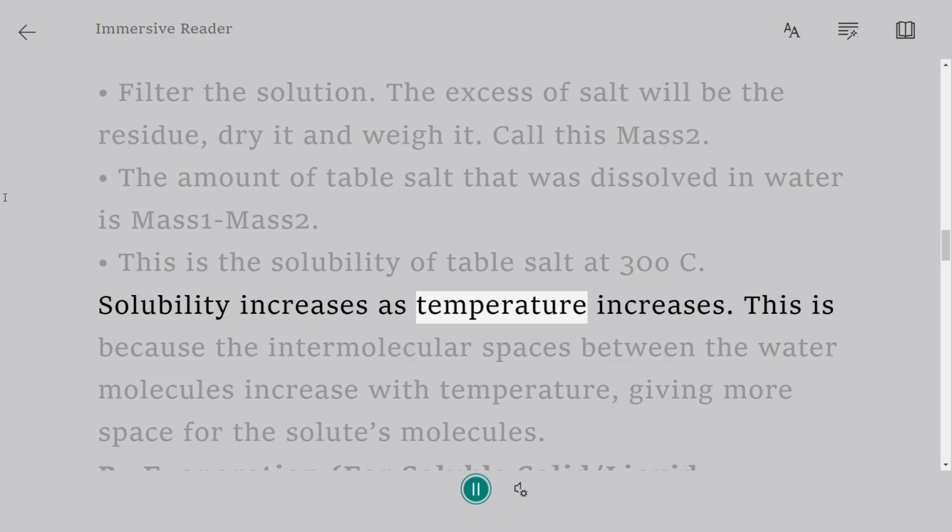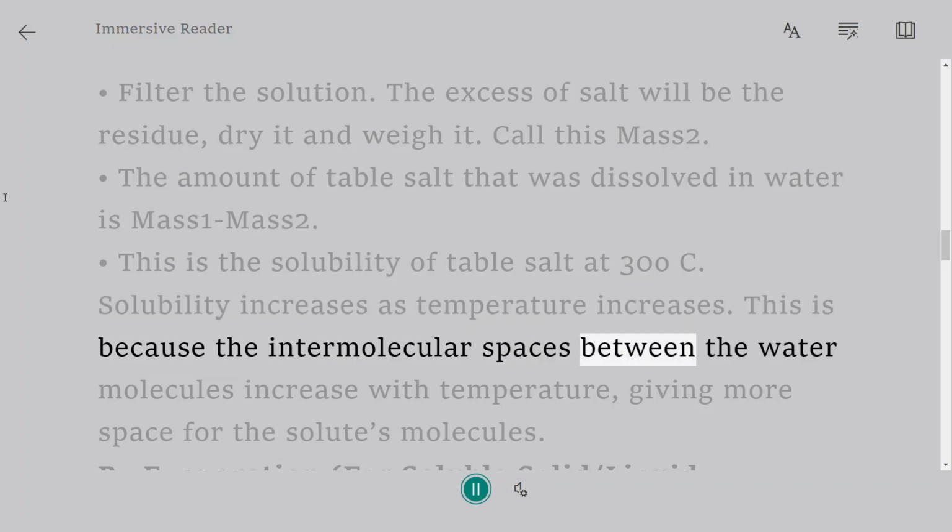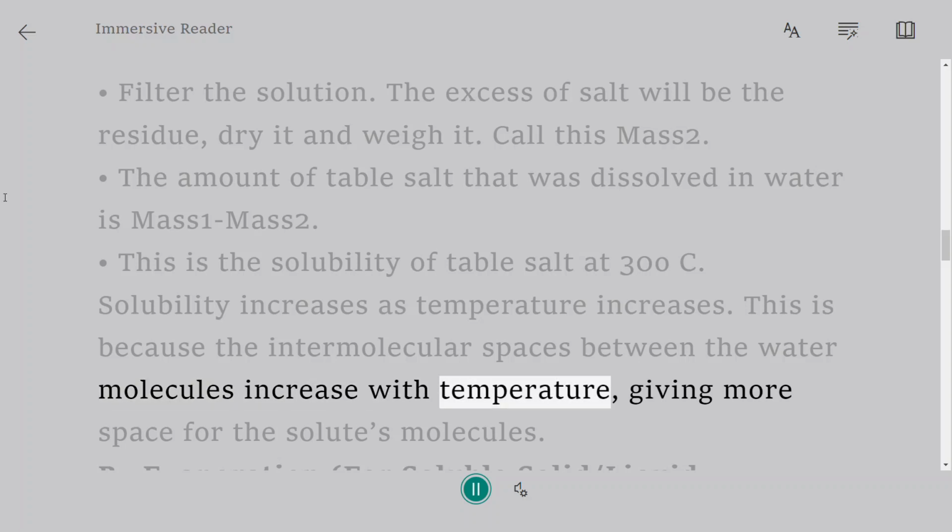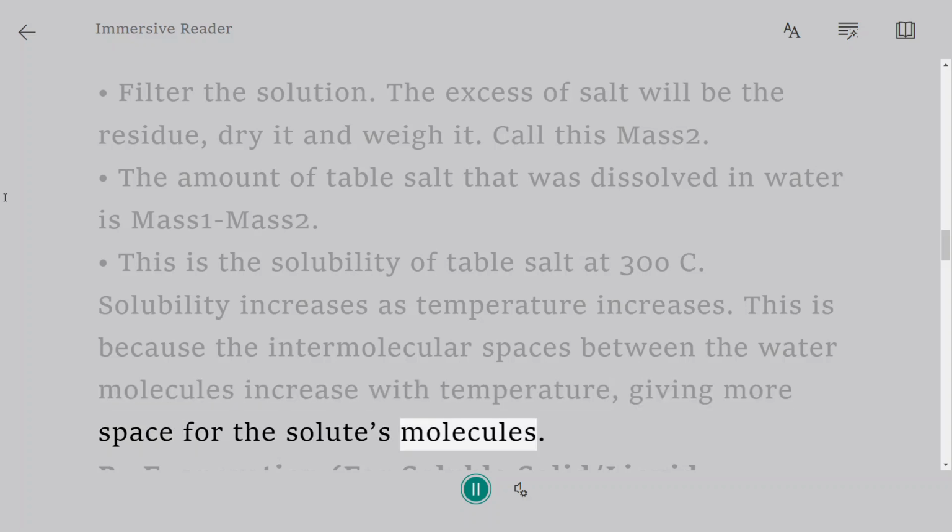Solubility increases as temperature increases. This is because the intermolecular spaces between the water molecules increase with temperature, giving more space for the solute's molecules.